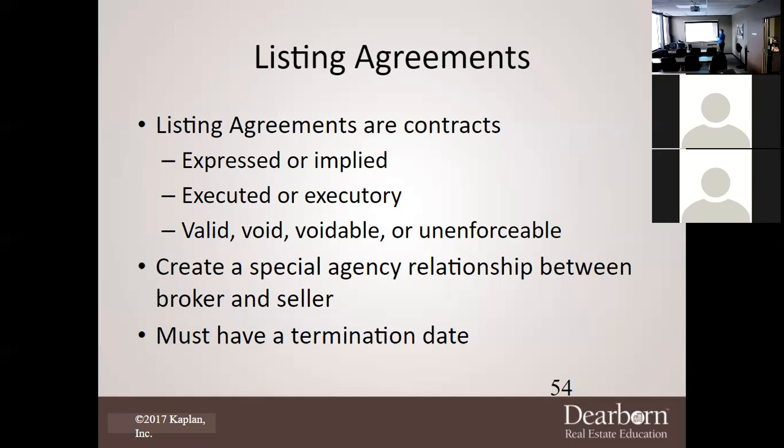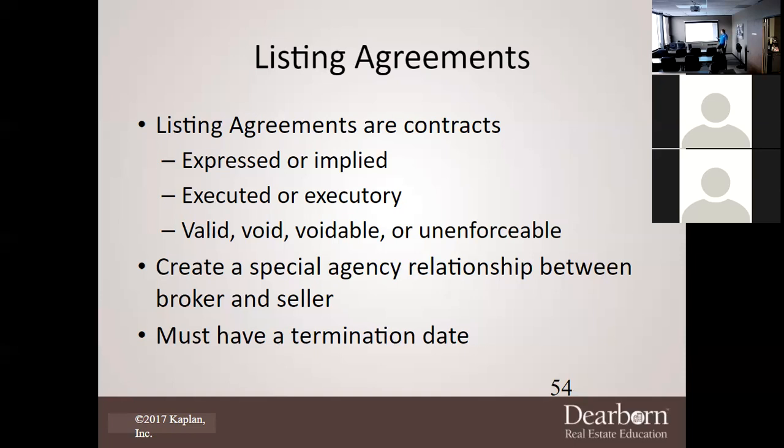The listing agreement is the binding contract that is basically expressed or implied. We've already discussed that in many classes. They also are executed or executory, and since they're a contract, that means they are valid, void, voidable, or enforceable. So the law of contracts applies to these agreements because they are a contract.